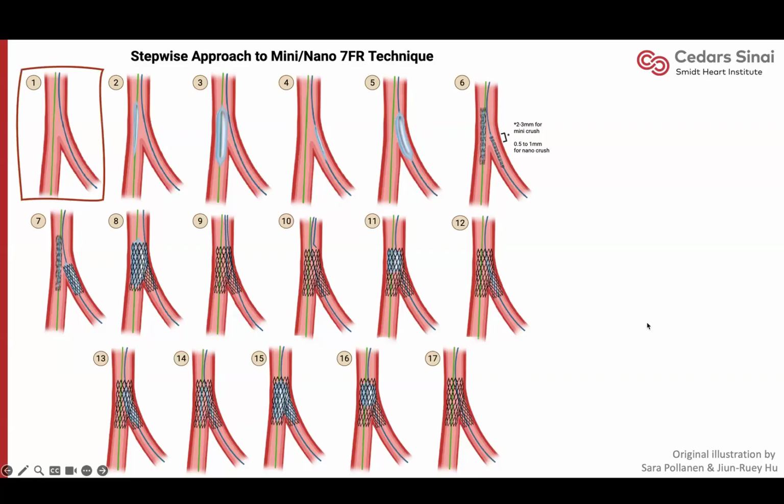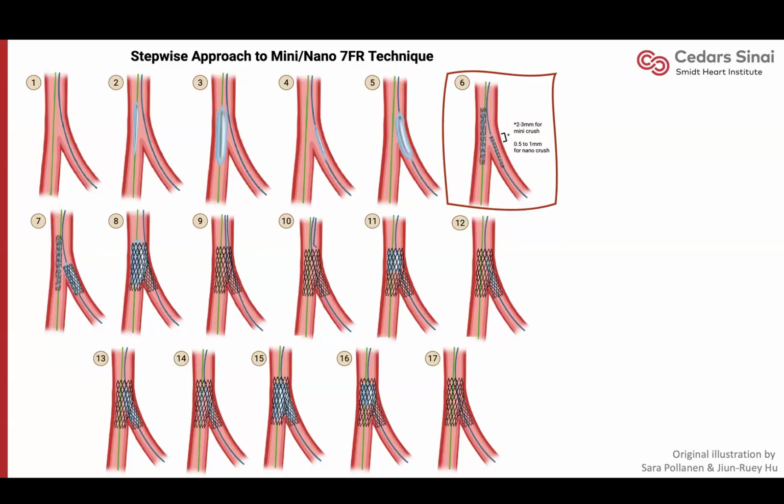You start, as always, by wiring the main vessel and the side branch. You'll advance a balloon in the main vessel and perform predilation of the main vessel. You'll advance a balloon in the side branch and perform predilation of the side branch. You'll advance both the side branch stent into the side branch and the main vessel stent in the main vessel, and then pull back the side branch stent such that there is a 2 to 3 millimeter protrusion proximally into the main vessel.